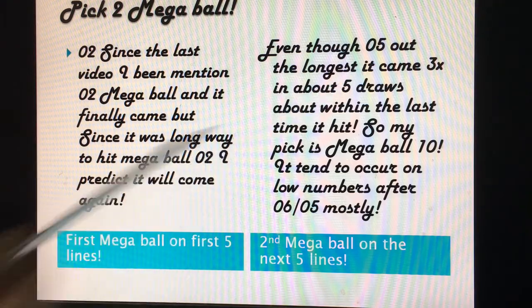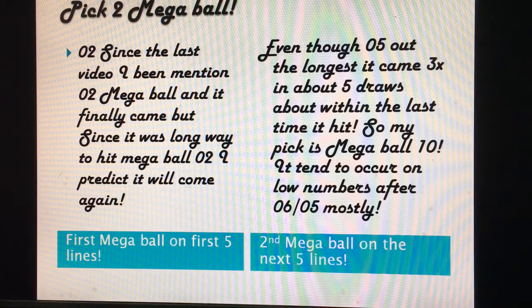Even though 05 is out the longest, it came out 3 times in about 5 draws, within the last time it hit. So my pick is Mega Ball 10. It tends to occur on the low numbers after 06 and 05, and has been either the second or the third Mega Ball to be out the longest. So my pick is Mega Ball 10. Mega Ball 10 is also hot and it occurs after low numbers, and it tends to occur after 06 and 05.